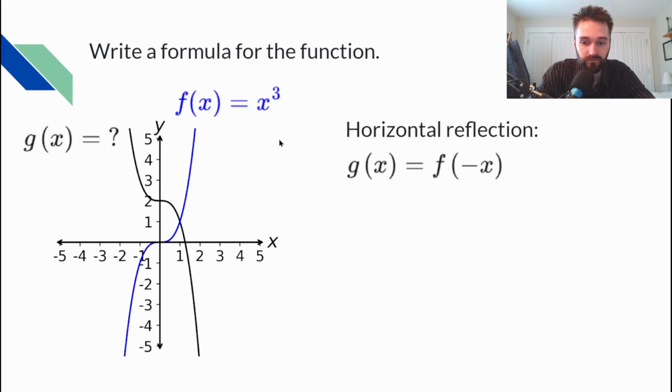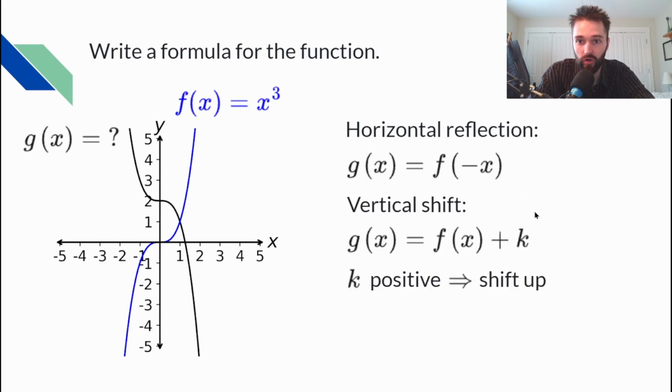Looks to me like the blue curve has been reflected horizontally, right? It's been reflected across the y-axis, and then it's been shifted up by 2 units, okay? So there are 2 transformations happening, and we need to incorporate both of them, all right? A horizontal reflection, this is what we have, right? This is what we get when we plug a negative x into the function. And then a vertical shift, right? We've seen this before. That's just when we add some constant to the entire function, right?